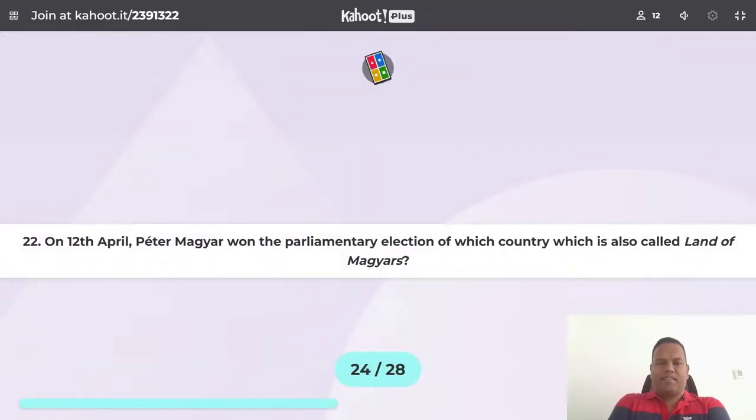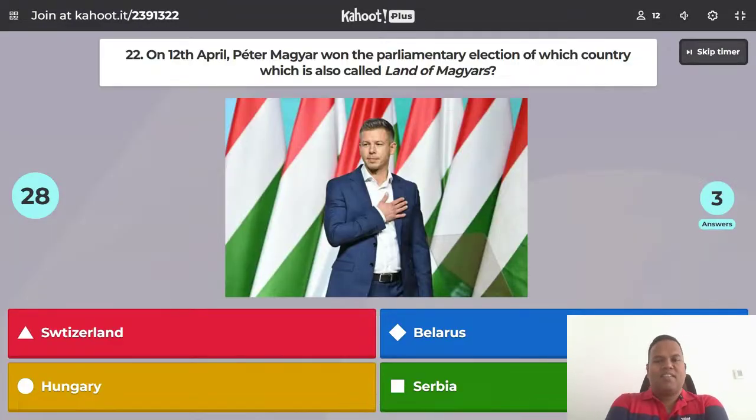On 12th April, Peter Magyar won the parliamentary election of which country, which is also called the land of Magyars? Is it Switzerland? Was it Belarus? Was it Hungary? Or was it Serbia? If you know the flag, you know the country as well.